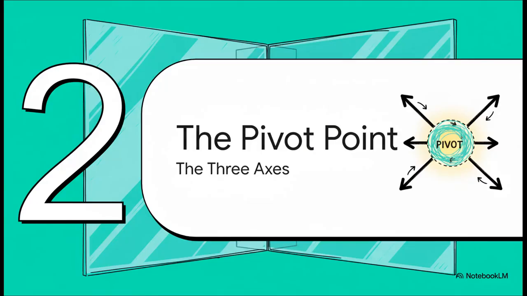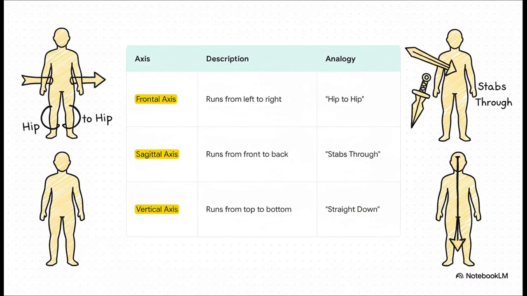Okay, so we've got our planes, those invisible sheets of glass. But you don't just move in a plane, you move around a pivot point. And that's where axes come in. An axis is just an imaginary rod that our movement rotates around. And hey, what do you know? There are three axes too. This table breaks them down perfectly. And honestly, these analogies are gold.